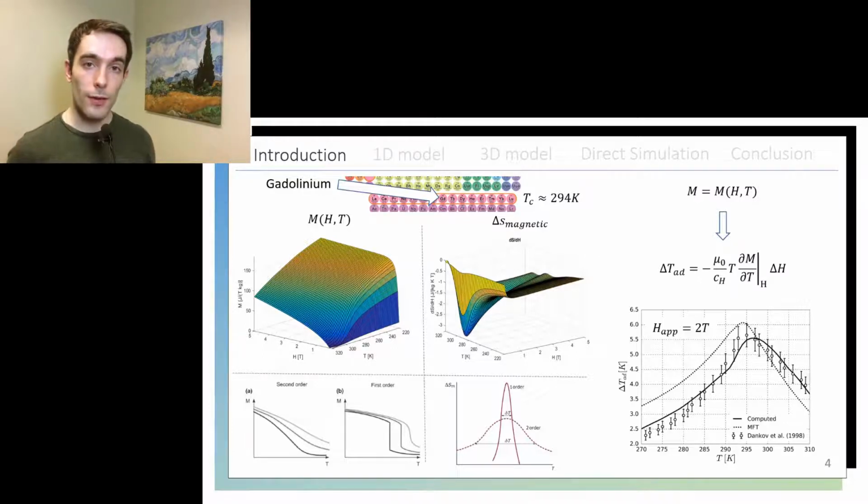Many numerical models have chosen to represent the magnetization of magnetocaloric materials through an analytical model called the mean field theory. This is quite versatile because it can represent many different magnetocaloric materials. However, it has some implicit assumptions that sometimes make the calculation of the adiabatic temperature change have some discrepancies with the experimentally measured data. And for that reason, I chose to use experimentally measured data for the magnetization of gadolinium to represent the magnetocaloric effect or the adiabatic temperature change of the material.